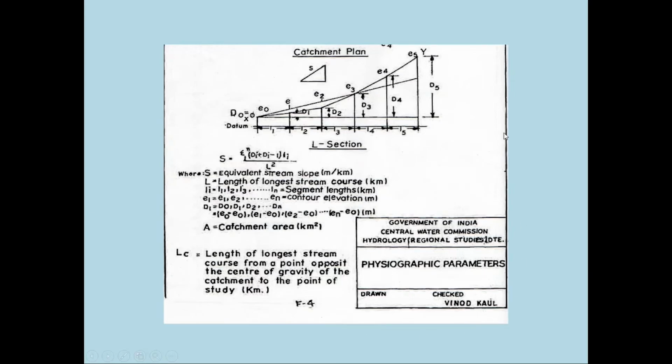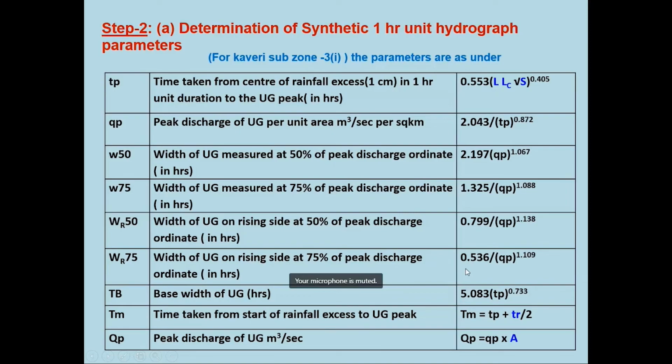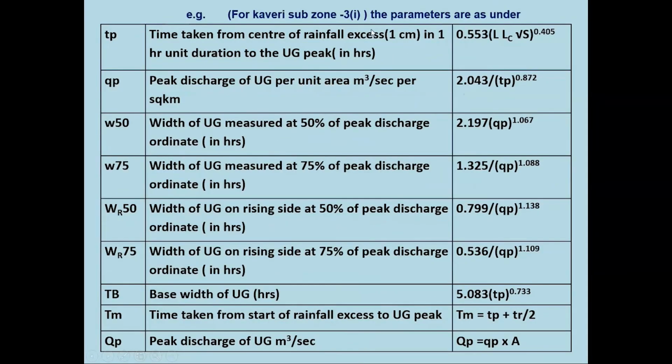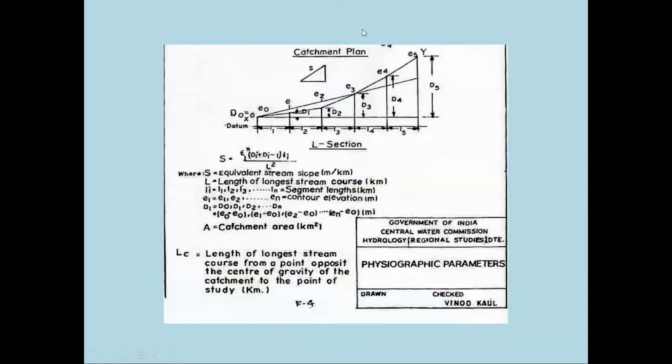You will see the report. This is an extract from the report. This is Li. This is E0, here it is E1, E2, E3, E4, E5, then (di plus di minus 1) by L square multiplied by Li, and E0, E1, E2 are nothing but the height, meaning elevation, of those areas. The same thing has been explained in an earlier chapter. The same parameters and equation I have shown you here have been mentioned at this location.